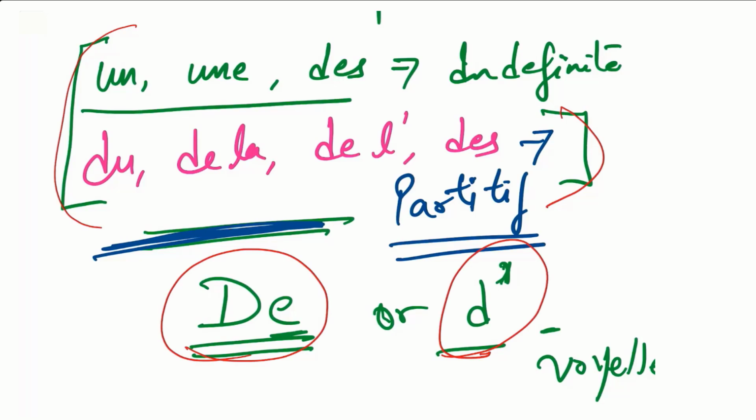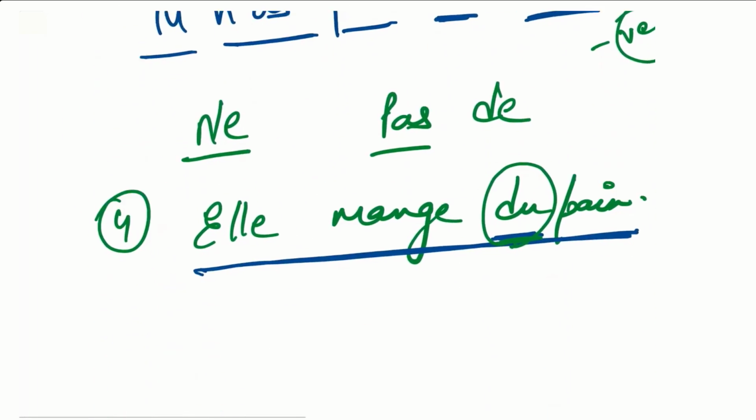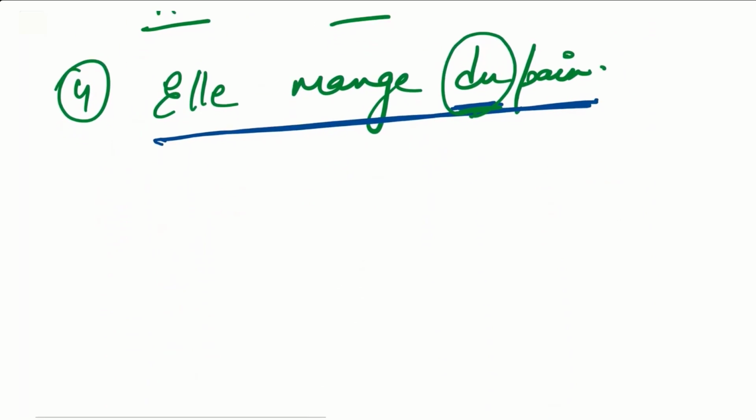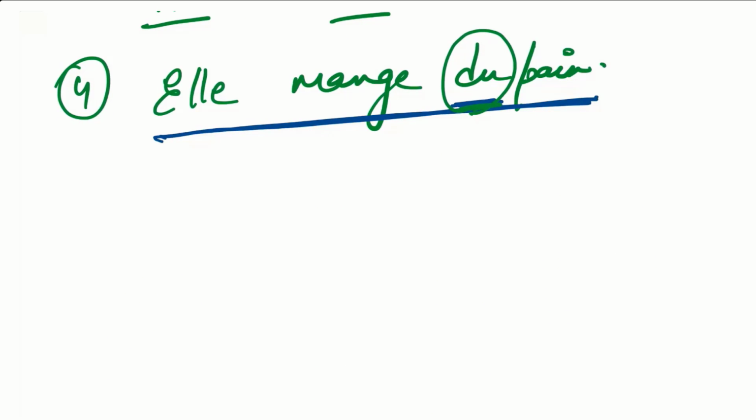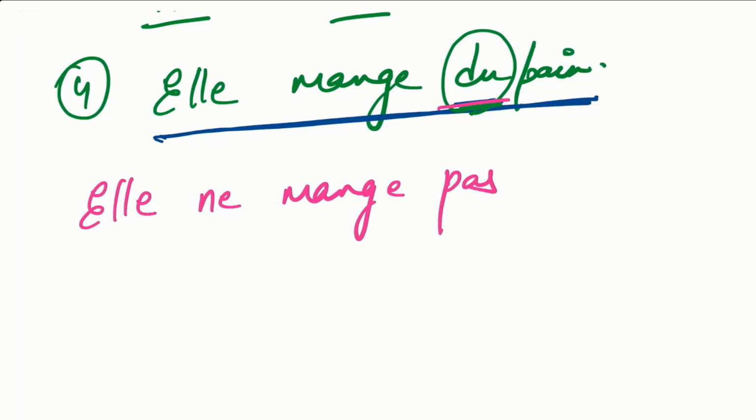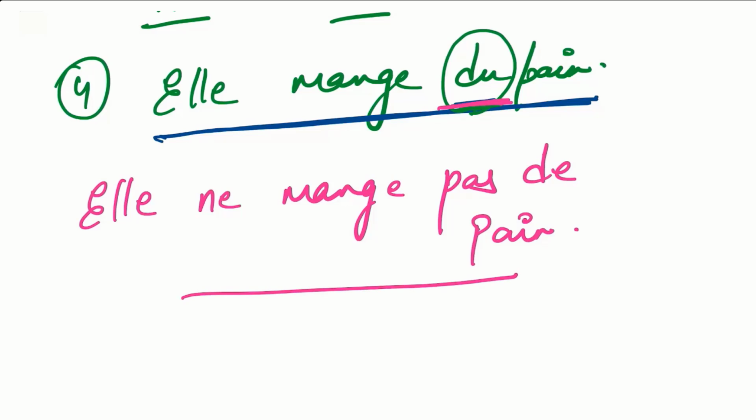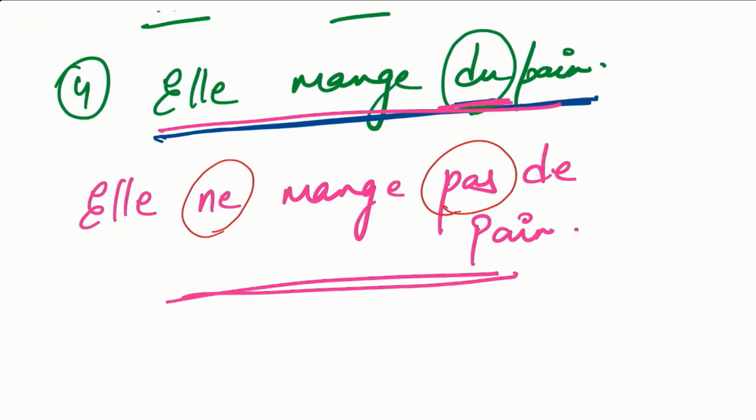So let's write that example now. Elle mange du pain. Now change it into negative. Elle ne mange pas, and this du will change into de, and pas will come as it is. Elle ne mange pas de pain. She is not eating bread. She is eating bread. She is not eating bread. So here I added ne, pas, and de.